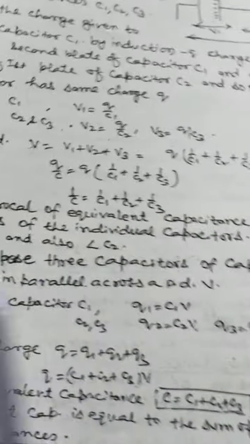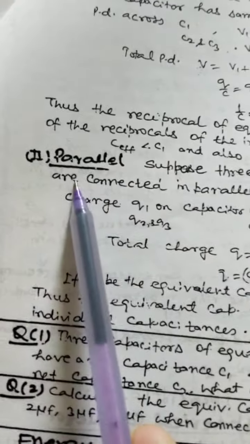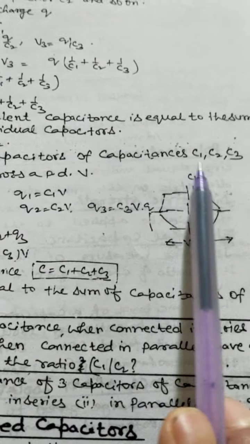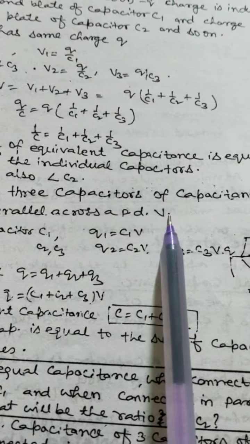Now let's take the second case, connection in parallel. Suppose three capacitors of capacitances C1, C2, C3 are connected in parallel across potential difference V.